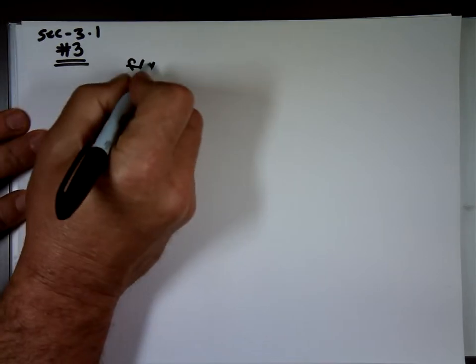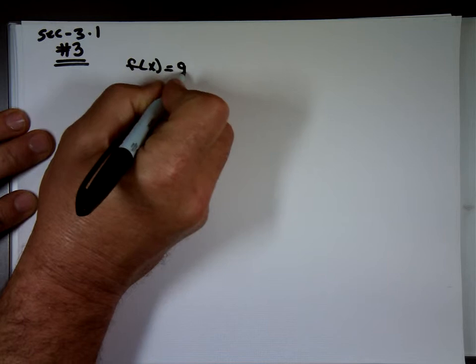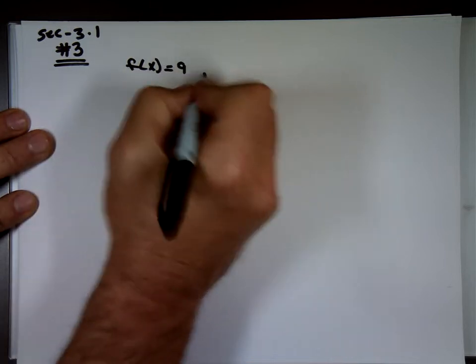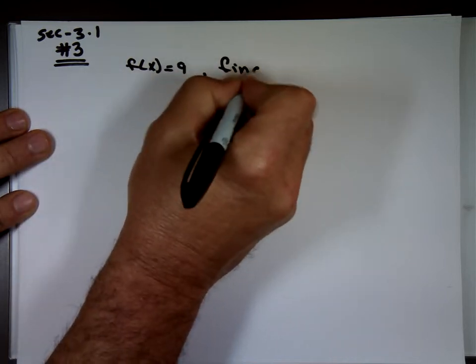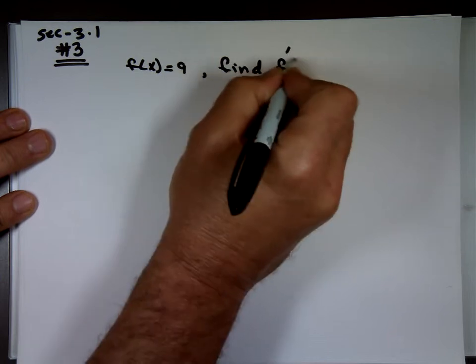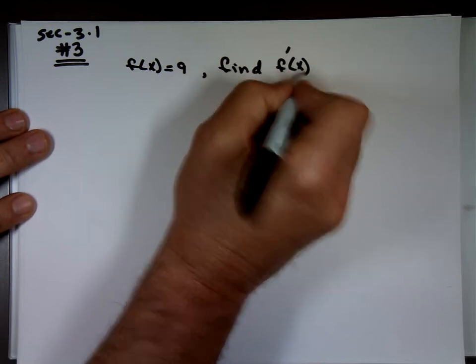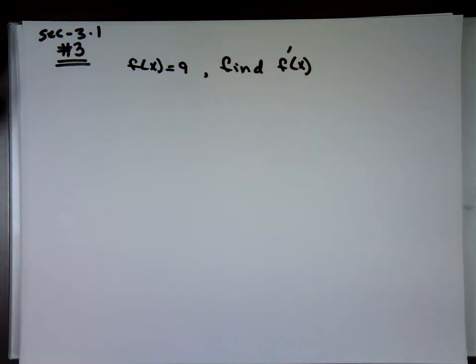If you have a function f of x equal to 9, and the question is to find the derivative, f prime of x. I'll try to mix the notation for the derivative. And if you recall from last class, the definition of f prime of x is what?